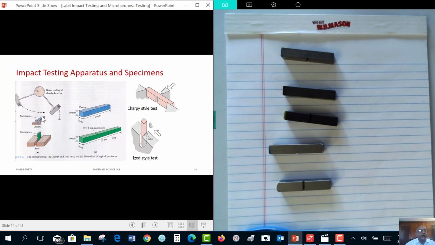Here in Charpy, we put the sample in a horizontal position, so it is resting against these two supports. And here the notch is facing away from the swinging pendulum. So as the pendulum swings, it breaks the piece again in two. So let's watch this video.